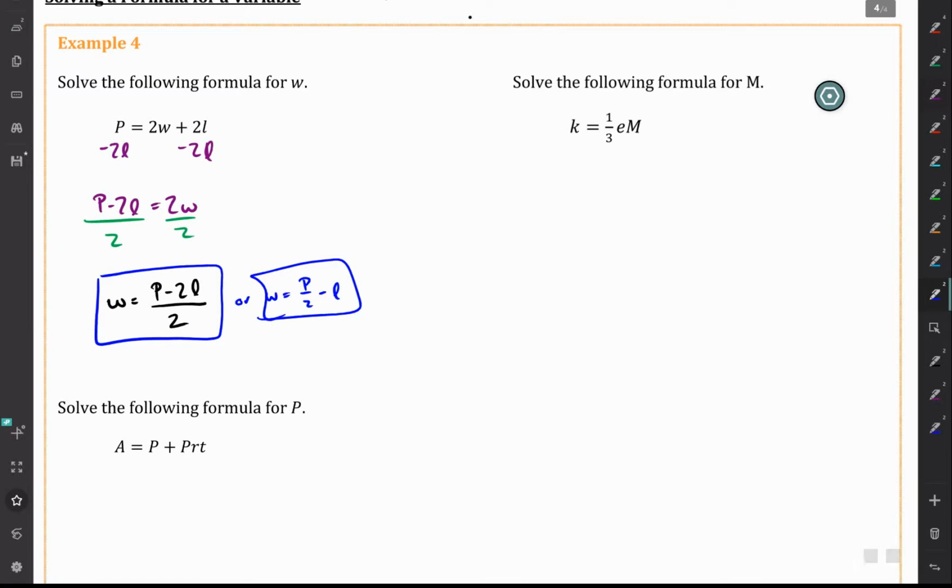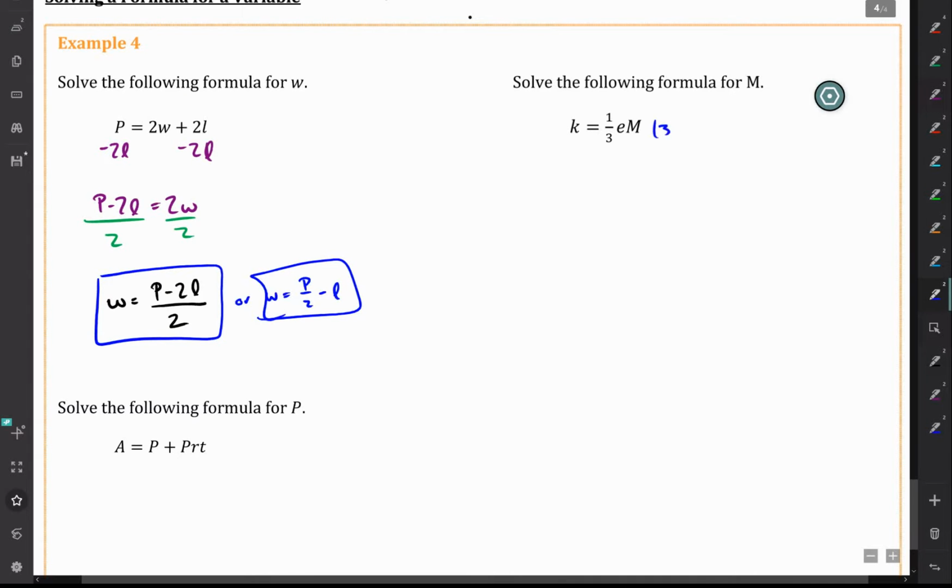Okay, so for the next one, we have solve the formula for m, where k equals 1/3 e times m. So to isolate m, what we're going to do is multiply both sides by 3 to cancel with that 1/3. And you'll get 3k equals e times m. And now you need to divide by e. So divide both sides by e. And you get that 3k over e equals m.